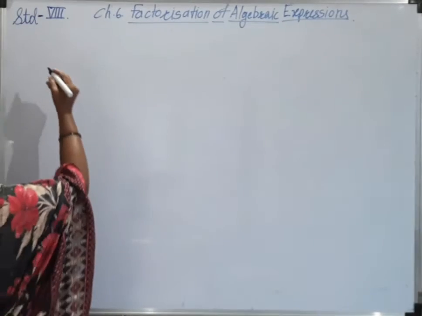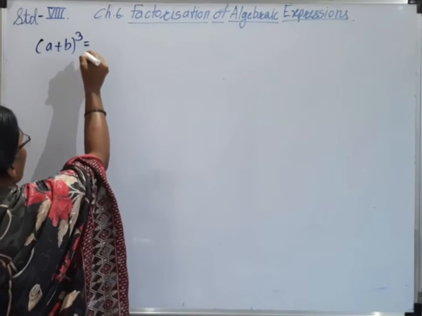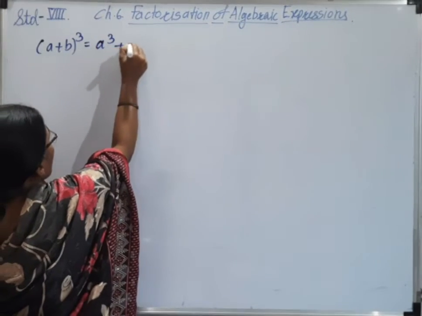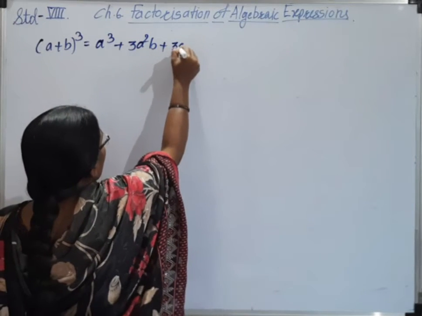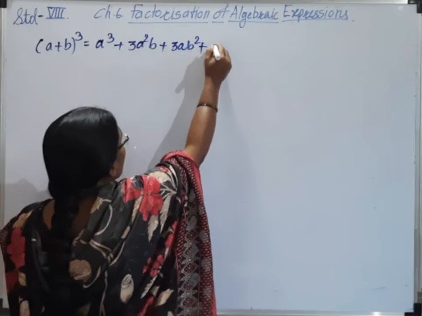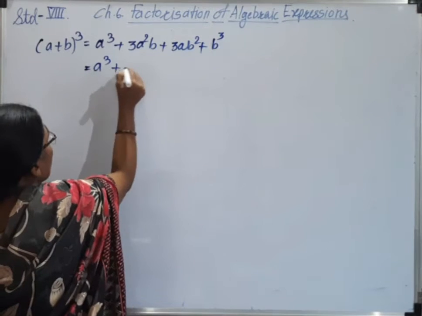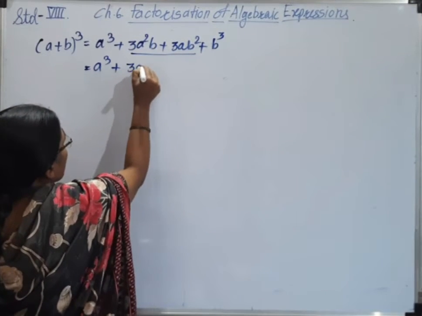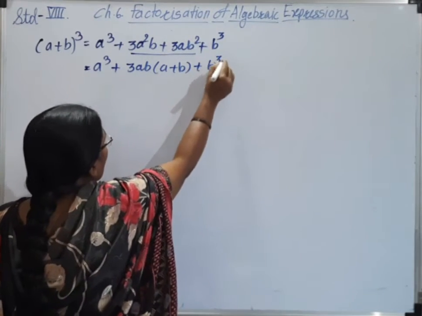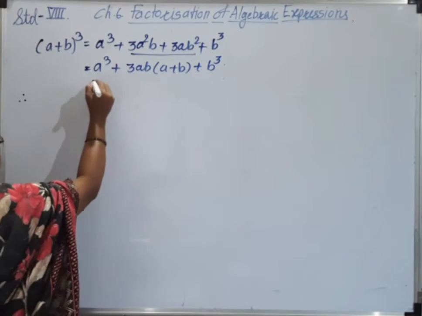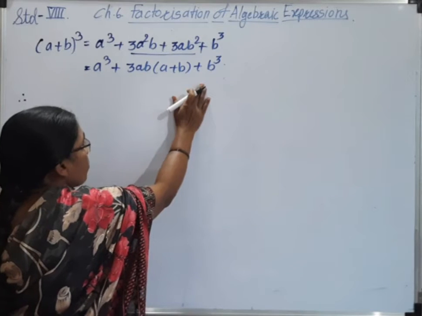As we know that (a plus b) whole cube is equal to a cube plus 3a square b plus 3ab square plus b cube. From this we can also write a cube plus 3ab, which is common, into the bracket (a plus b), plus b cube. Now if we take this term, then we can get a cube plus b cube.